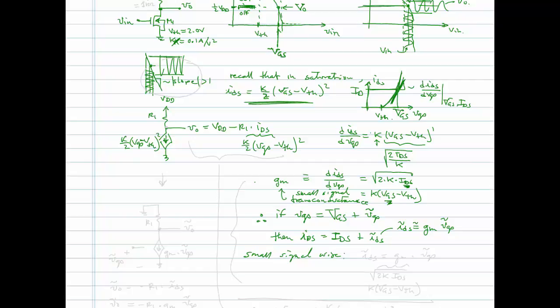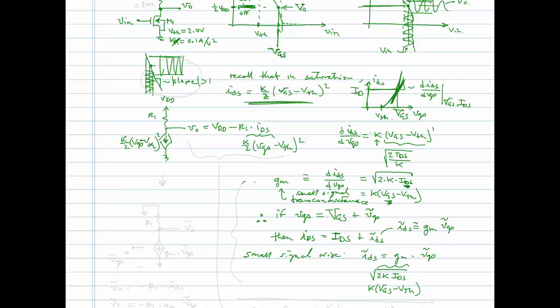All right. So small signal wise, we have that little IDS is equal to GM times little VGS, where GM will be evaluated according to where we are as an operating point on that curve. So we can either use the square root of 2K times capital IDS, or we can use K times capital VGS minus V threshold.